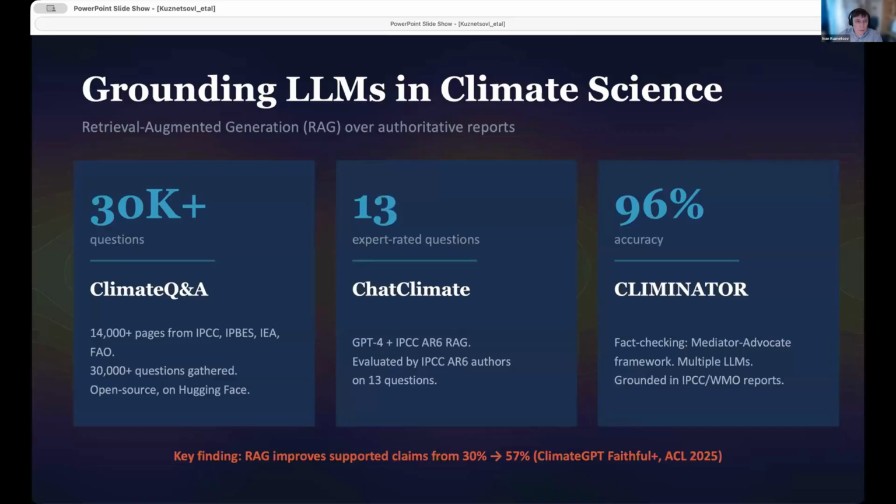That is why retrieval augmented generation, or RAG, is still important. It grounds answers in real reports instead of relying only on the model's memory. This slide shows 3 examples: Climate Q&A, Chat Climate, and Climinator. They connect LLMs to authoritative climate documents and use them for question answering or fact-checking. The good news is that RAG improves support for claims, but it does not solve the whole problem. In one recent evaluation, the share of supported claims improved from 30 to 57%. So RAG helps a lot, but careful validation is still necessary.